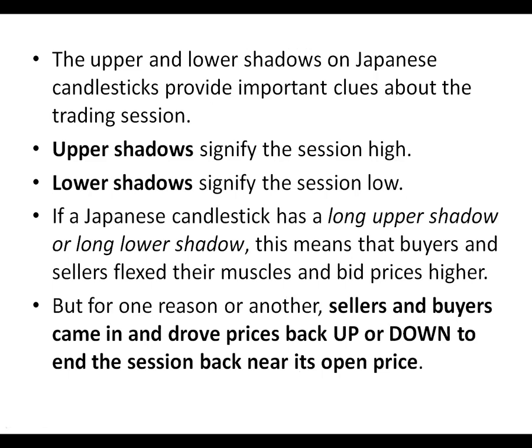The upper and lower shadows on Japanese candlesticks provide important clues about the trading session. The upper shadow signifies the session's high, and the lower shadow signifies the session's low. If a Japanese candle has a long upper or lower shadow, this means that buyers and sellers flexed their muscles and bid prices higher, but for one reason or another, sellers or buyers came in and drove price back down or up to end the session near its open price.